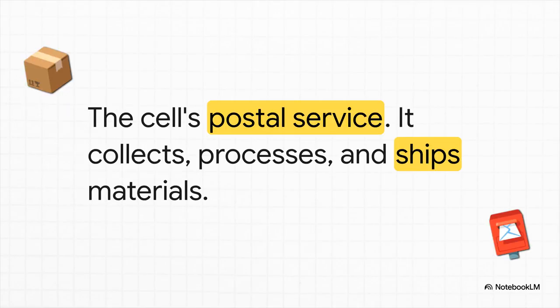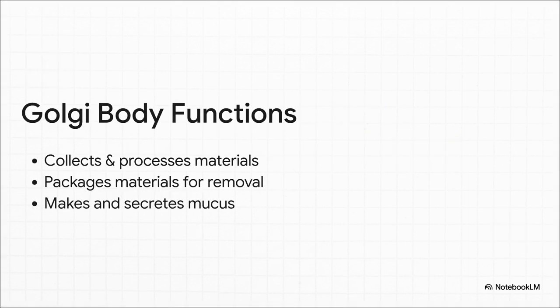All right, so products are being made, they're being moved around, but what happens next? Well, they have to be sorted, packaged up, and shipped out. And for that, our city has the Golgi bodies. You can think of them as the cell's very own postal service or logistics hub. This is basically the finishing and shipping department. The Golgi bodies collect materials, process them, and then package them all up to be sent out of the cell.